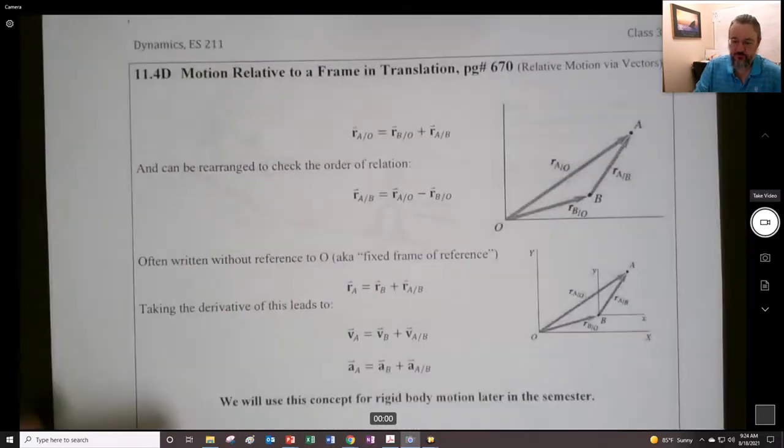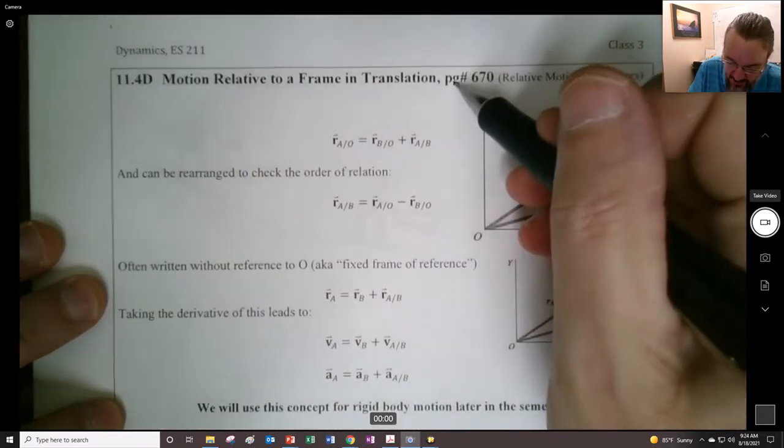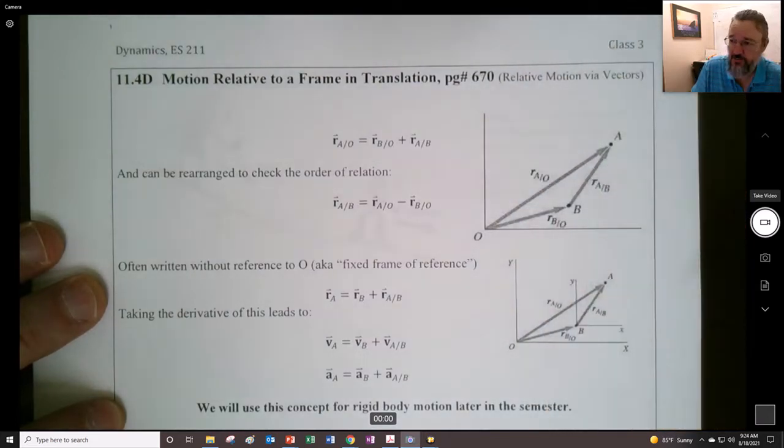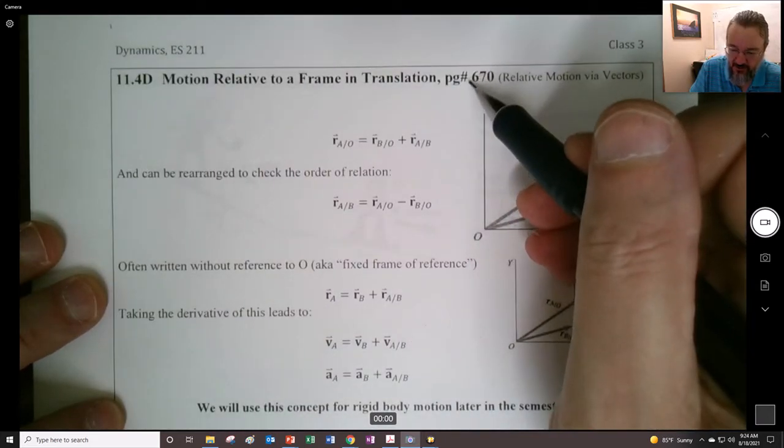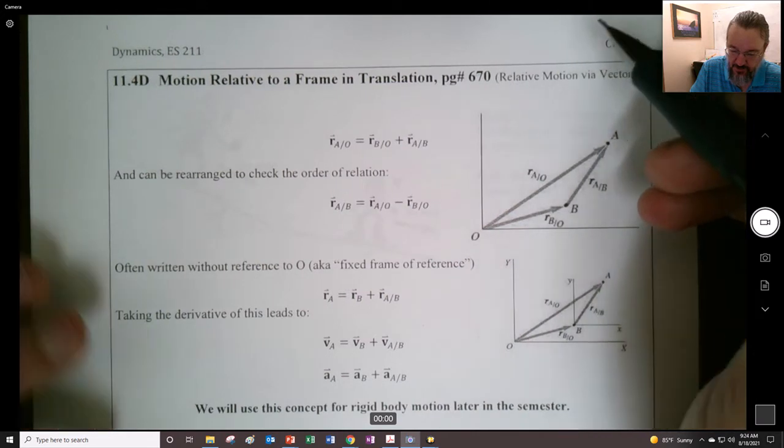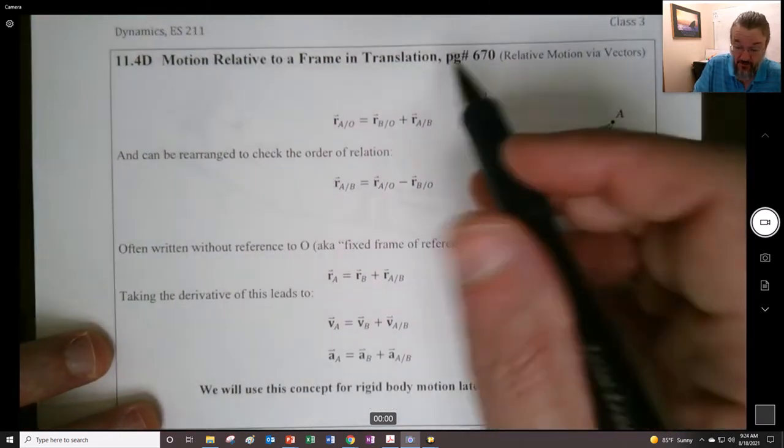So let's see. And maybe I should get rid of the page numbers in these notes right here, because this page number probably is to some older version of Beer and Johnston.